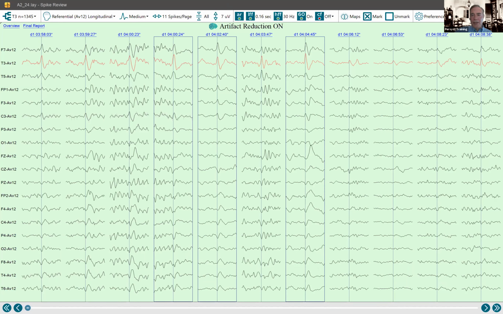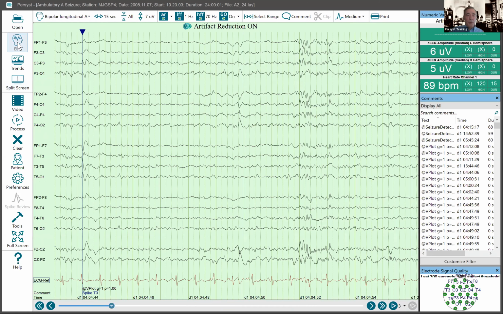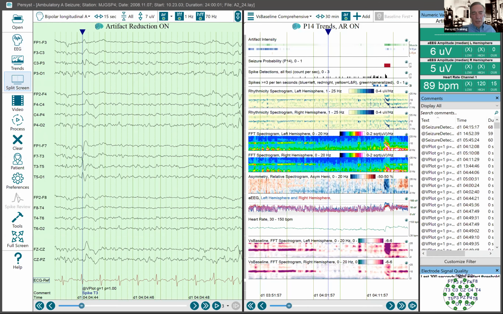When I click that, and let's see if I can go ahead and switch this to the display showing the underlying EEG, that's jumped it right to that point. And I can show the full page EEG. So within spike review, you can click on a hyperlink and it's going to take you to that page of the EEG. So let's go ahead and go back to spike review and finish going through our spike detections.